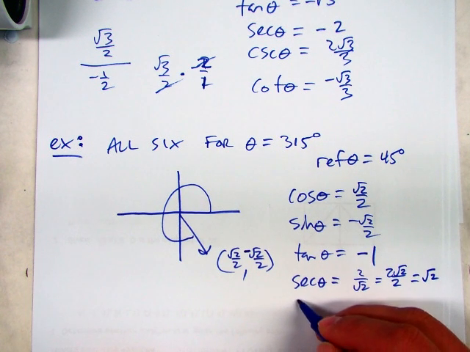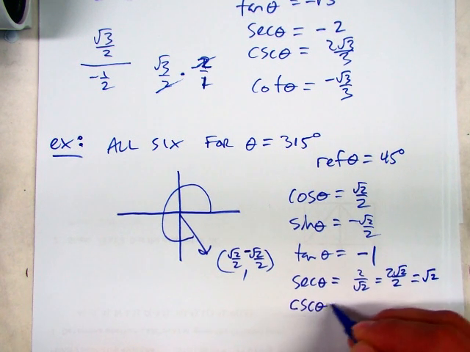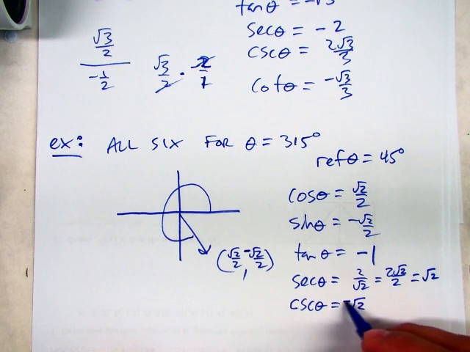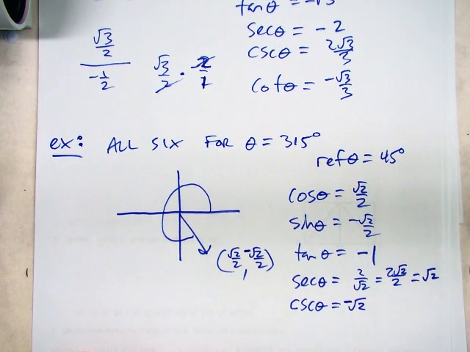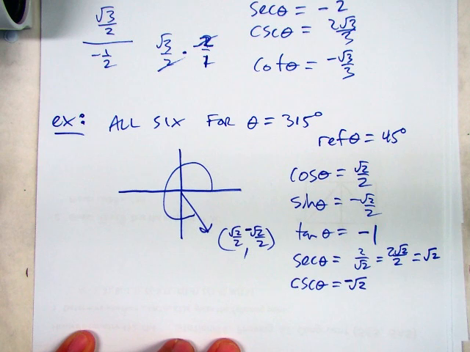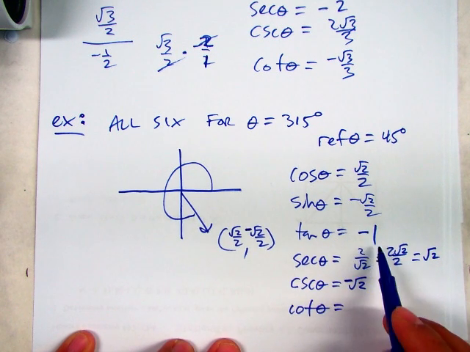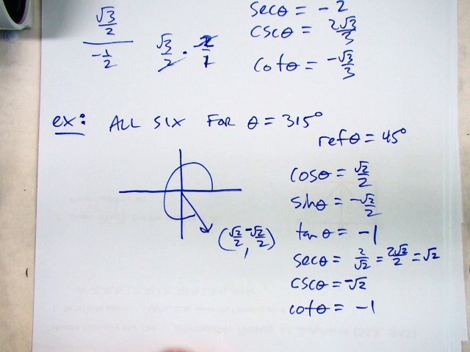Cosecant is going to be the same, right? It's just going to be negative because it's the same coordinate, just negative. Cotangent is the reciprocal of negative 1, which is still negative 1. So there you are. Those are all 6. Okay?